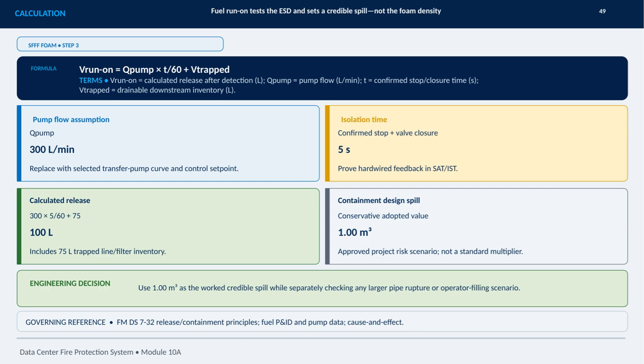We should use that value for the worked credible spill case, while separately checking larger pipe rupture scenarios or an operator filling scenario. The pump curve, control set point, and hardwired feedback should be confirmed during SAT and IST. The governing basis includes FMDS 7-32, the fuel PNID and pump data, and the cause and effect documentation.